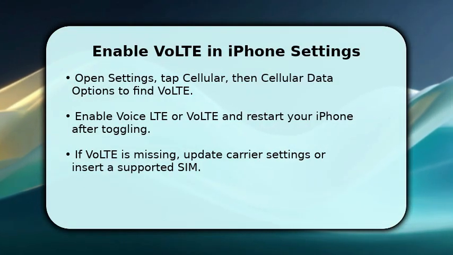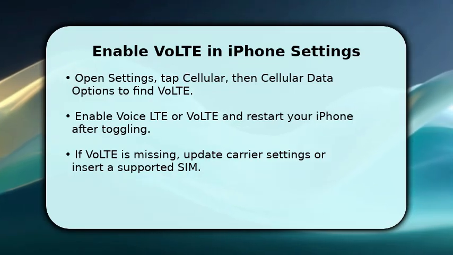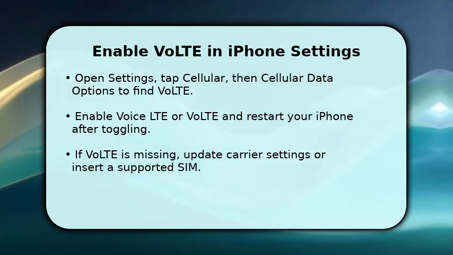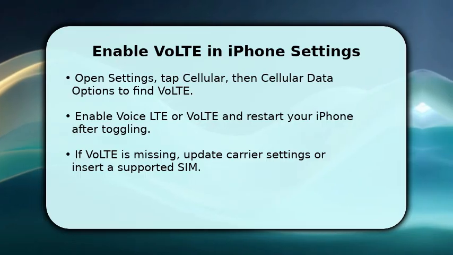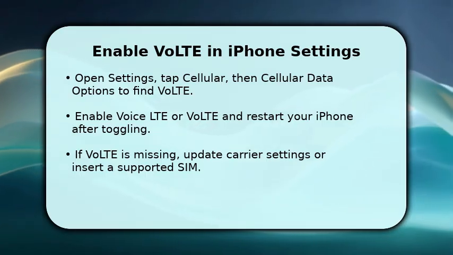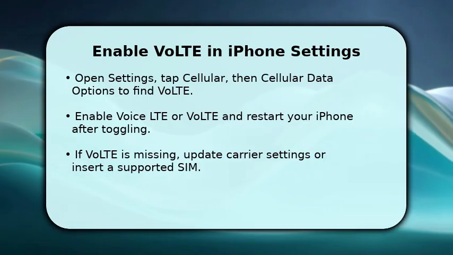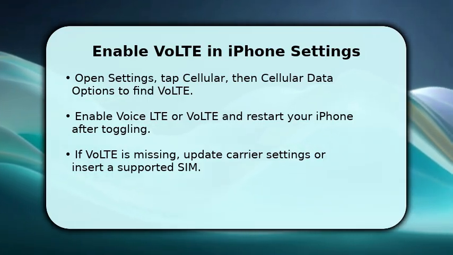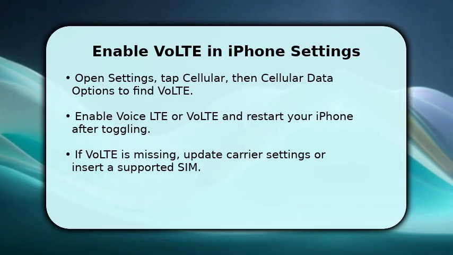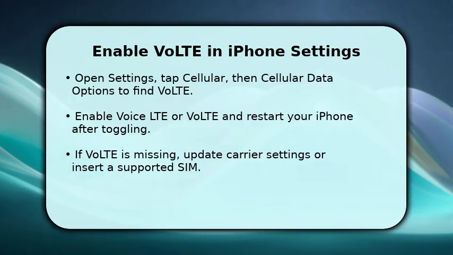controls on the iPhone. Tap Cellular Data Options and then look for Voice LTE, or VoLTE settings in that menu. If you see Voice LTE, set it to On or Voice and Data depending on the iOS label. After toggling VoLTE, restart your iPhone to let the network re-register the device.